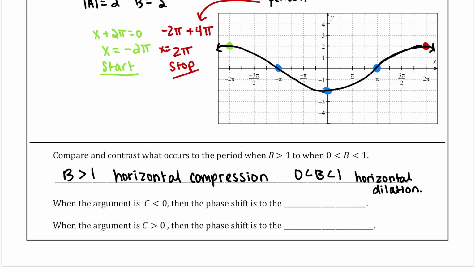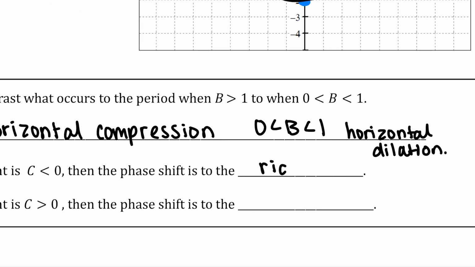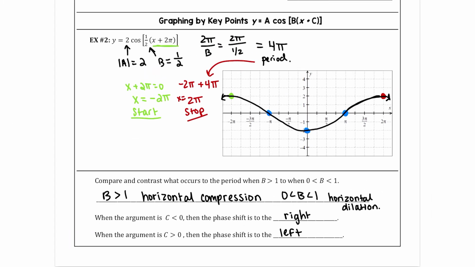And then now we're going to talk about our C values, right? When the argument C is less than 0, then our phase shift, remember it's always opposite of what we think. So whenever that C value is negative, we're going to phase shift over to the right, which means when our C value is positive, we're going to phase shift over to the left, right? All of these follow the same exact transformation rules as what we are used to seeing with any other type of function. It's just now sine and cosine.